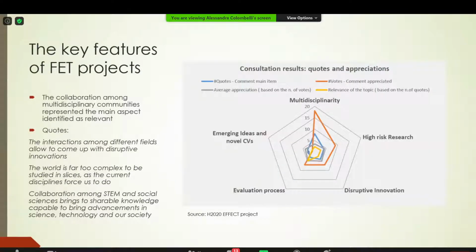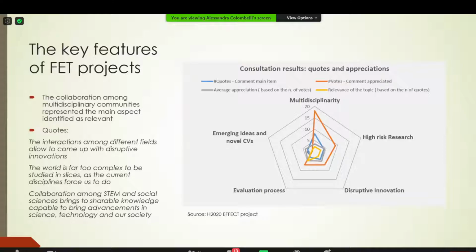And the relevance of interdisciplinarity is also evident from the results of a consultation that has been conducted within the H2020 PhET project. And as you can see from this figure, and in particular from the orange line within the radar, the collaboration among multidisciplinary communities is considered the most relevant feature of PhET project.